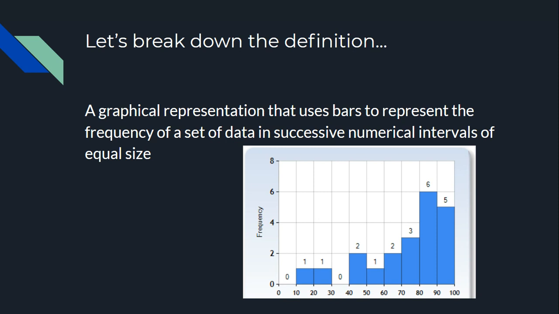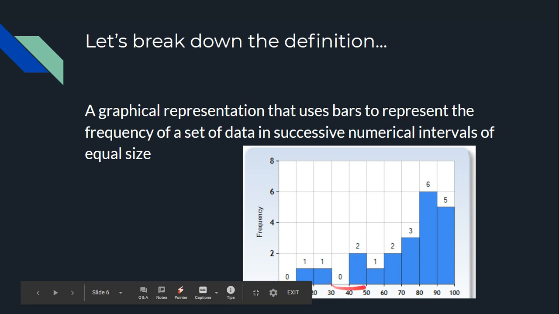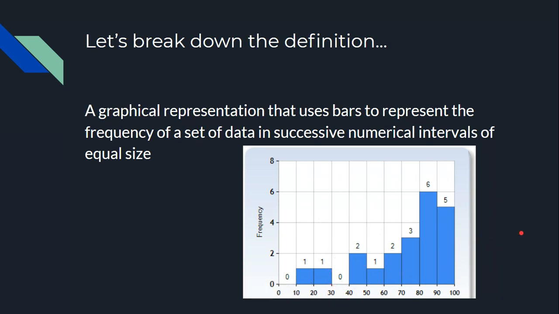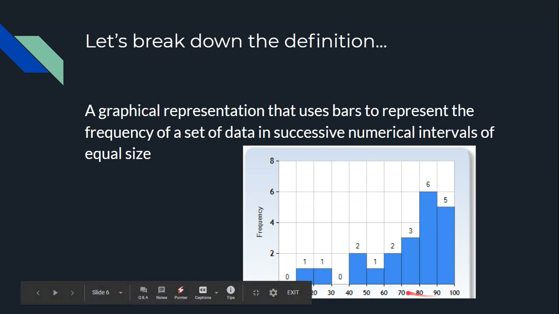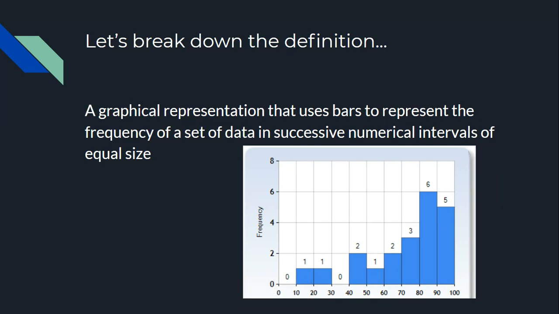So if you notice down here, even though I don't have anything in my 30 to 40 range, I couldn't just skip it. I had to include it. It also says that the intervals have to be equal size. So every single one of my groups down here are groups of 10, 70 to 80, 80 to 90, 90 to 100. I cannot have one group be a group of 5 numbers and another group be a group of 20 numbers. They all have to have the same equal size of group.